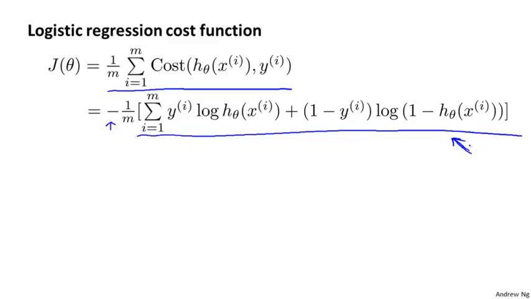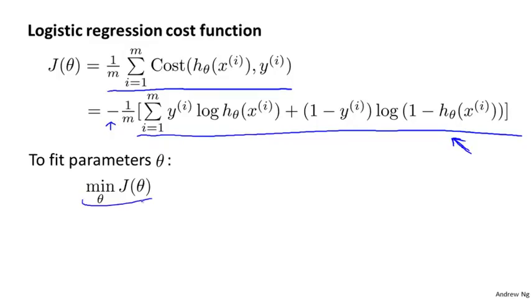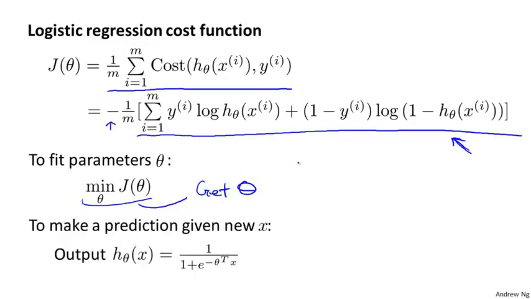Given this cost function, in order to fit the parameters, what we're going to do is try to find the parameters theta that minimize J of theta. If we try to minimize this, this will give us some set of parameters theta. Finally, if we're given a new example with some set of features x, we can then take the thetas that we fit to our training set and output our prediction as this.